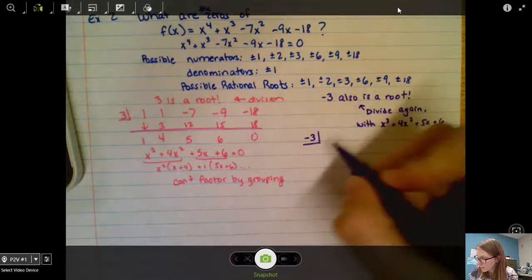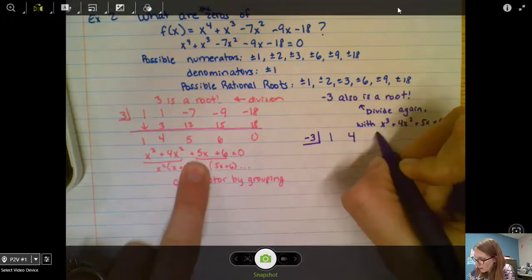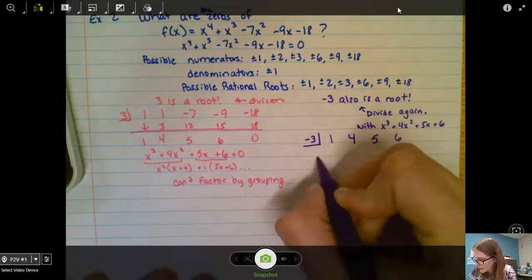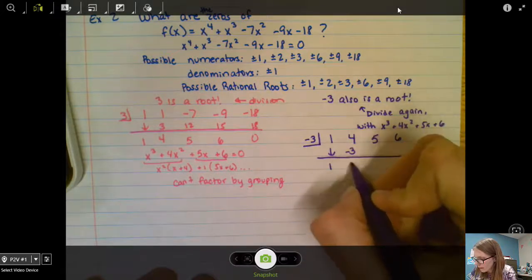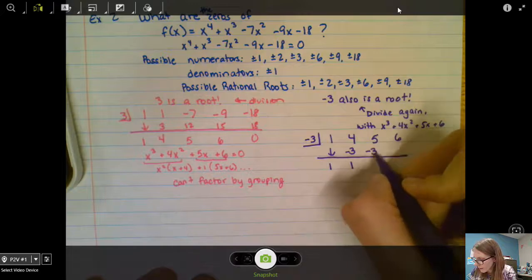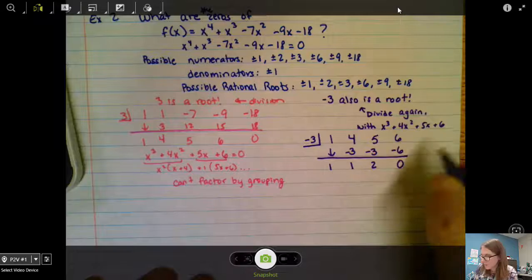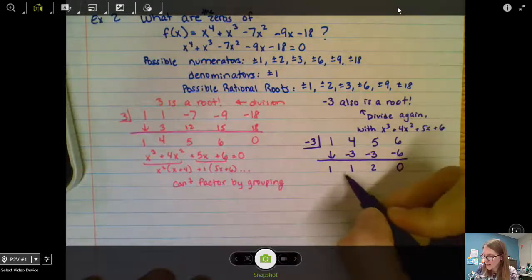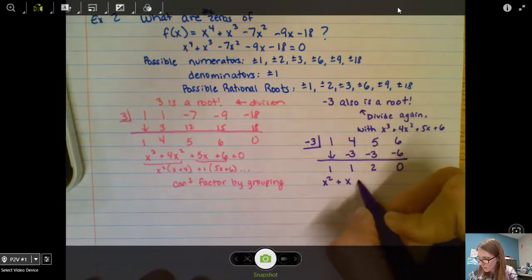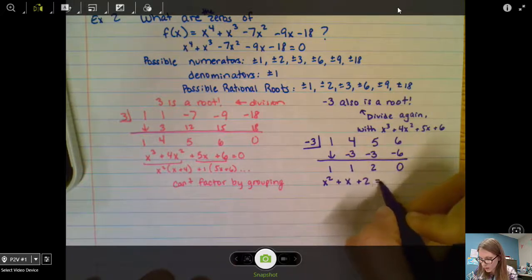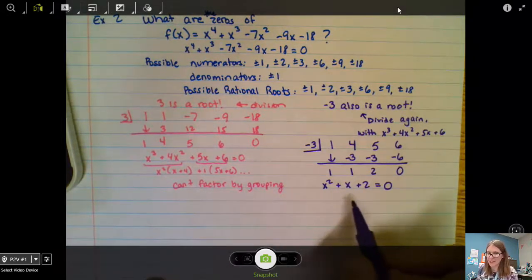-3 goes in our box. 1x cubed, 4x squared, 5x, and 6. We bring down our first term, 1 times -3, add down, 1 times -3, add, 2 times -3 is -6, that's 0. So again, remainder, 1's, x's, x squareds, that's x squared plus 1x plus 2 equals 0. This we can solve the rest of the way.